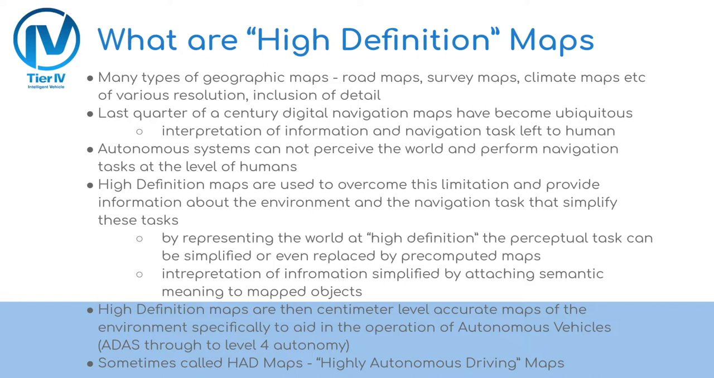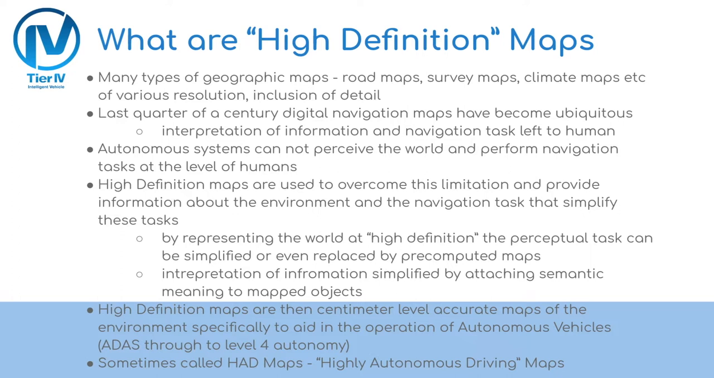High-definition maps, then, are maps designed to overcome these limitations and provide information about the environment and the navigation task to simplify the task to be performed by the autonomous vehicle. By representing the world at high definition, the perceptual tasks can be simplified and even replaced by pre-computed maps. Interpretation of maps can also be simplified by attaching semantic meaning to mapped objects.